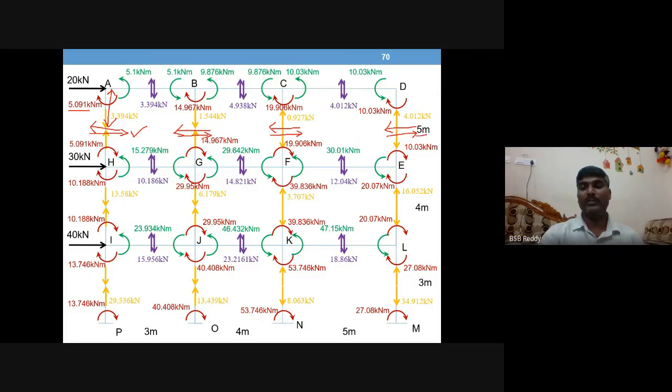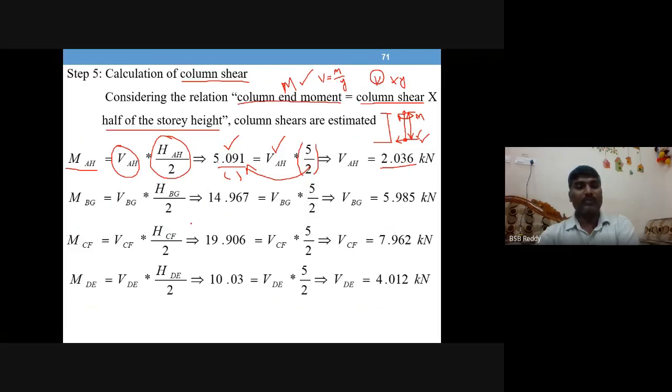It's 5 meters here, so this will be divided by 2.5. Then the 4 meter height means 2 meters, so this is divided by 2. The bottom story is 3 meters, so 1.5, and this is divided by 1.5. Likewise, we will do this for all columns.